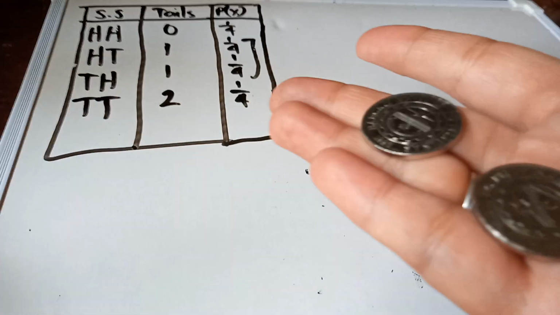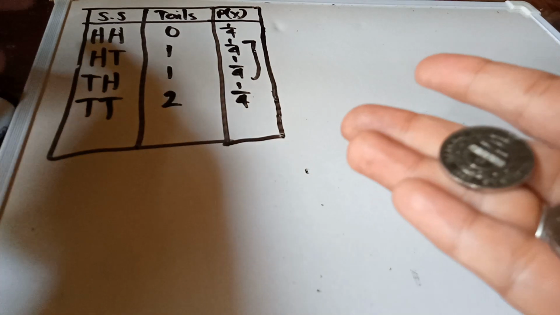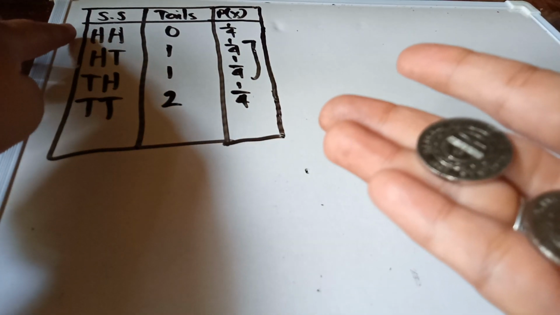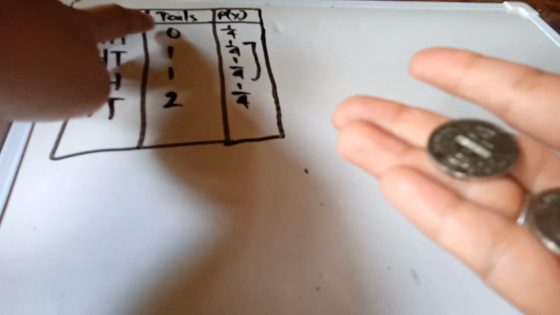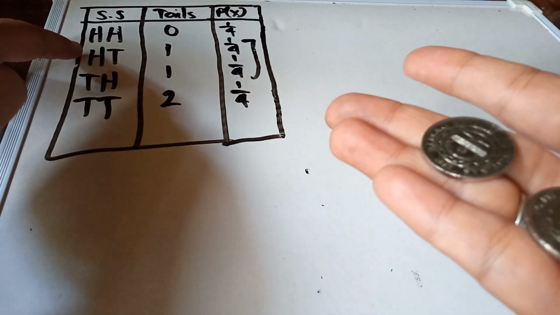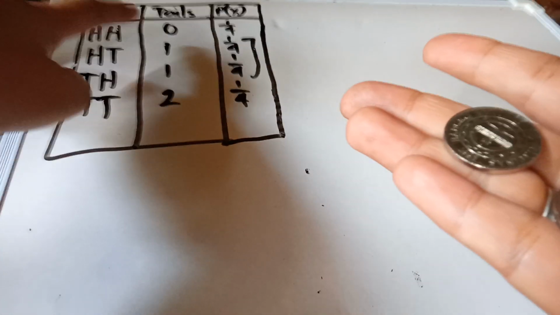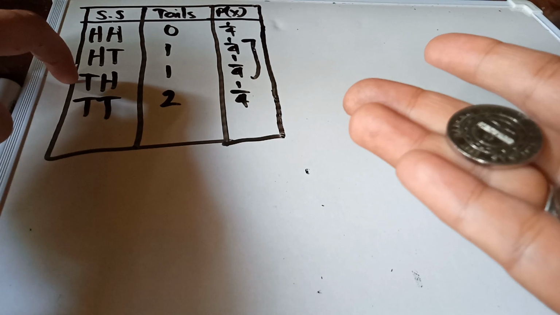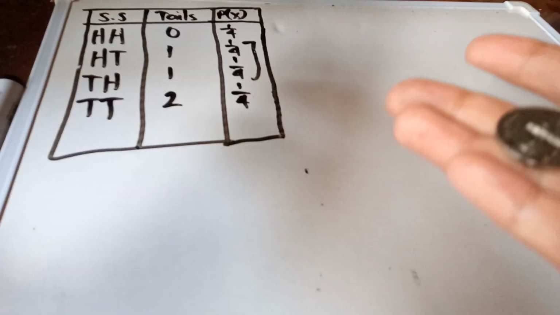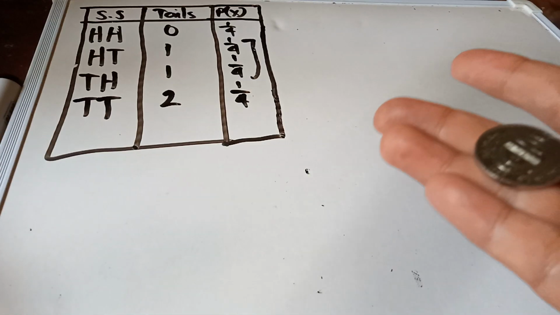So we are looking for the number of tails. If there are two heads, no tails, you write 0. If you have head and tail, you write 1. If you have tail and head, you write 1. And 2 tails, you write 2.